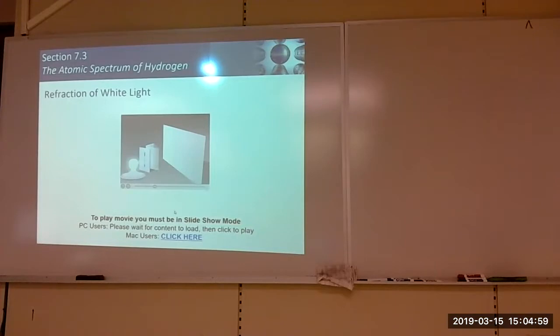White light that is passed through a prism separates into a rainbow or a continuous spectrum consisting of colors from violet through red.